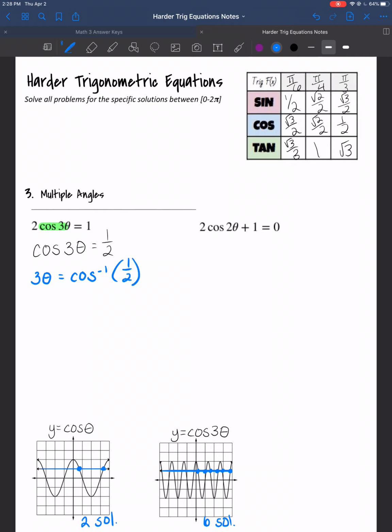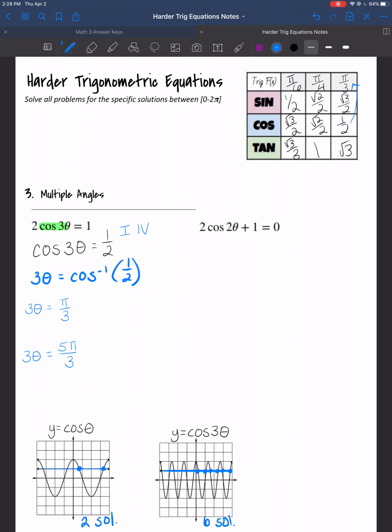And then you go ahead and treat that like it was regular theta. Just think about what 2 quadrants is cosine positive in. That would be the first and the fourth, and then get your reference value. So that would be pi over 3. So 3 theta equals pi over 3. Fourth quadrant, 3 theta equals 5 pi over 3.